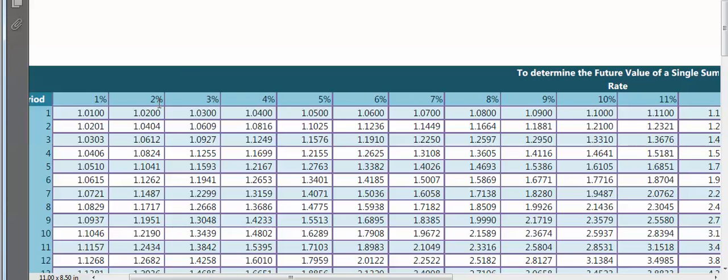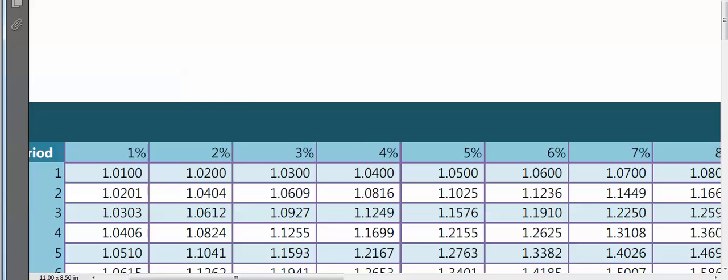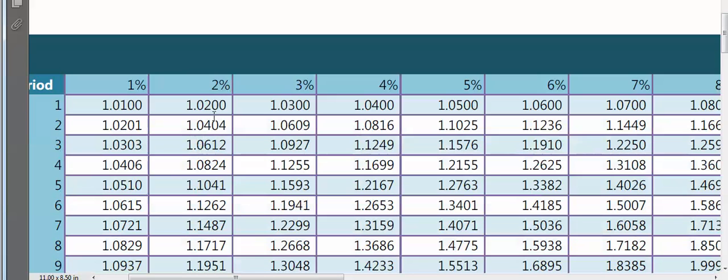So go to the I of 2. I'm going to zoom in a little. I'm not sure how well you'll be able to see it on the video. So go to an I of 2, go down to an n of 8. There's that 1.1717 interest factor.